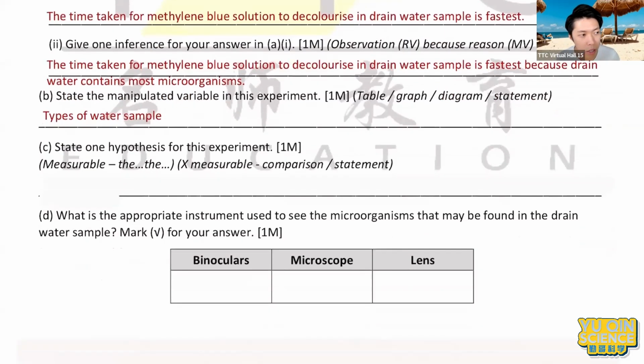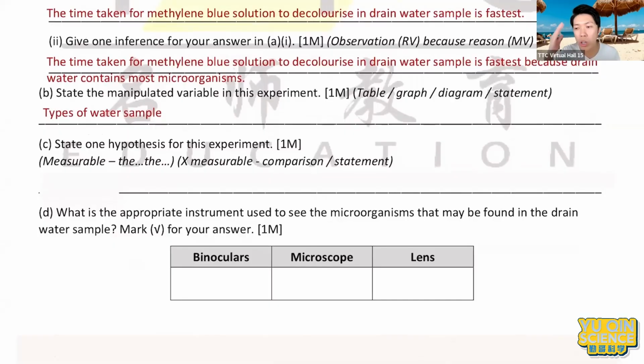Okay, so C, hypothesis. I realize this is the first hypothesis that we came across. Okay, cool. Let's talk about hypothesis a bit. You have to determine whether it's a measurable or a non-measurable question. Measurable of what? Measurable of manipulated and responding. Okay, guys, I want to ask you. Ling Yin, your answer also can.